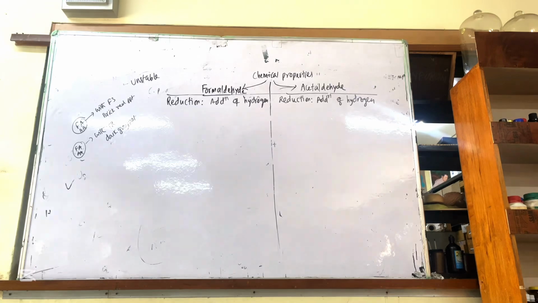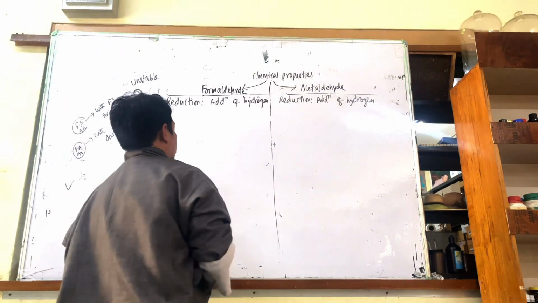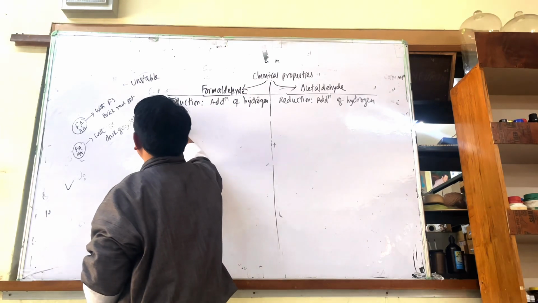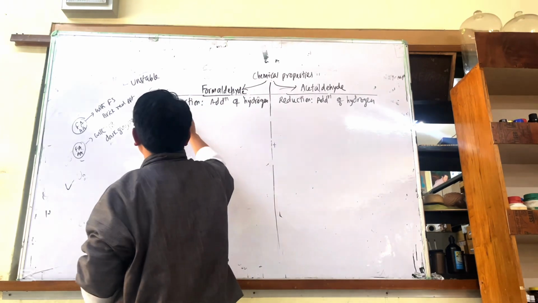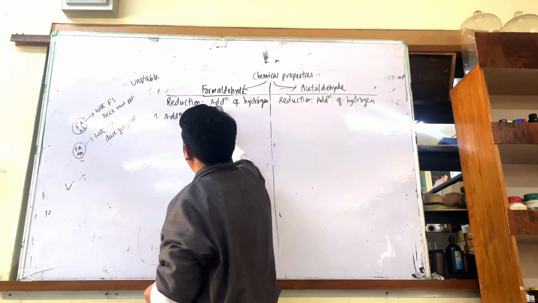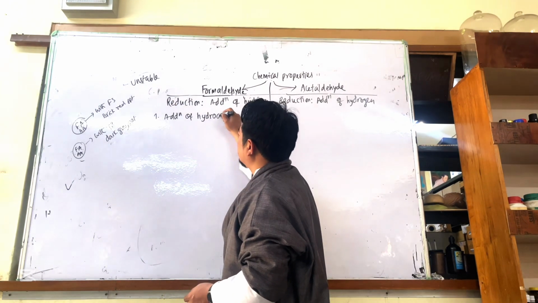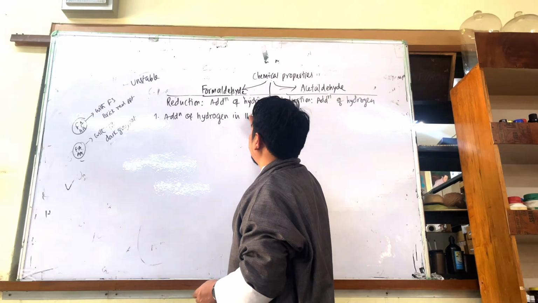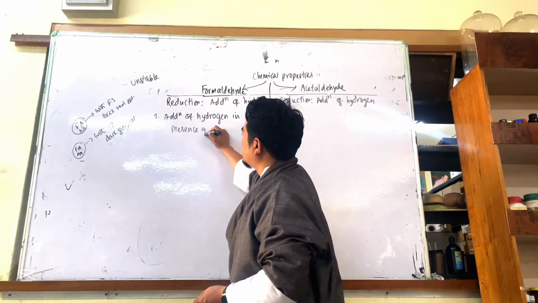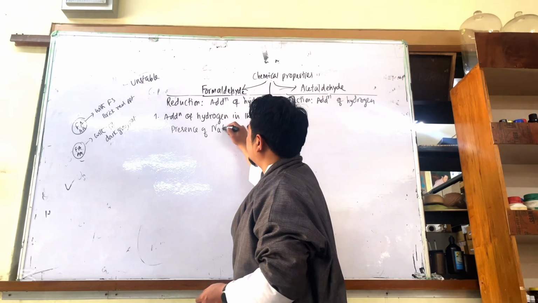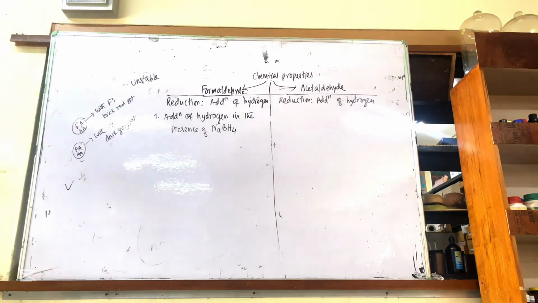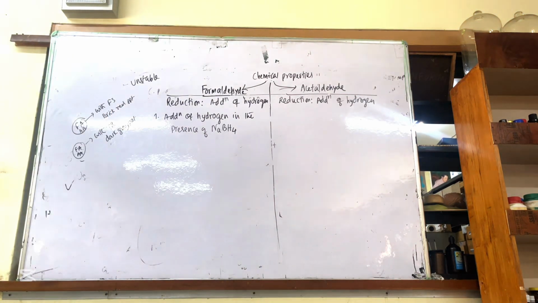Okay, now in the reduction, that is addition of hydrogen. First of all, we are going to do addition of hydrogen in the presence of sodium borohydride, NaBH4.